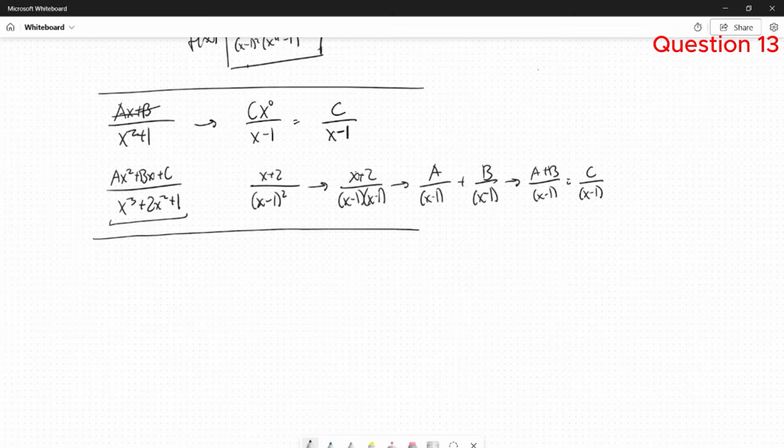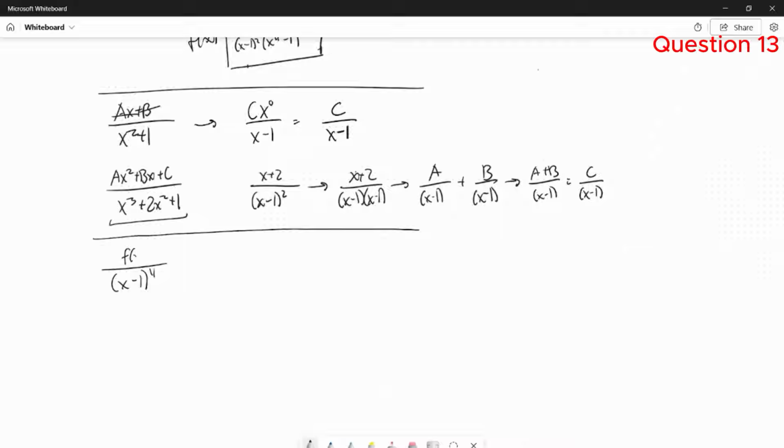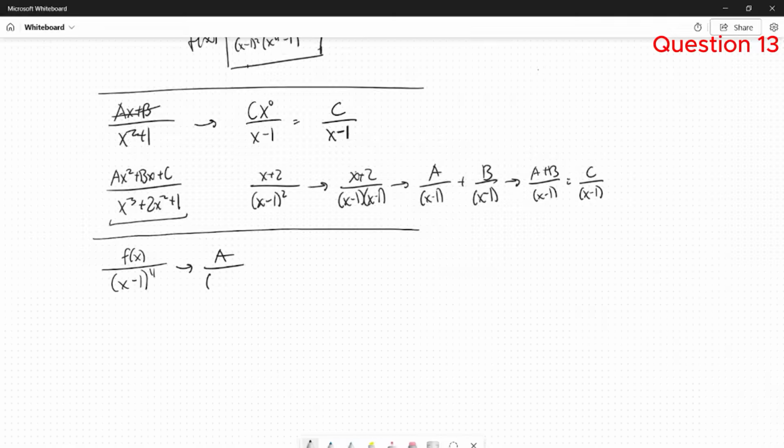What's the second rule then? The second rule is that if I have something like x minus 1 to the fourth, and I have some sort of function on top of this, I need to decompose into every possible thing. So I would have a over x minus 1 to the fourth plus b over x minus 1 to the third plus c over x minus 1 to the second plus d over x minus 1 to the 1. And then I wouldn't go any further than that.